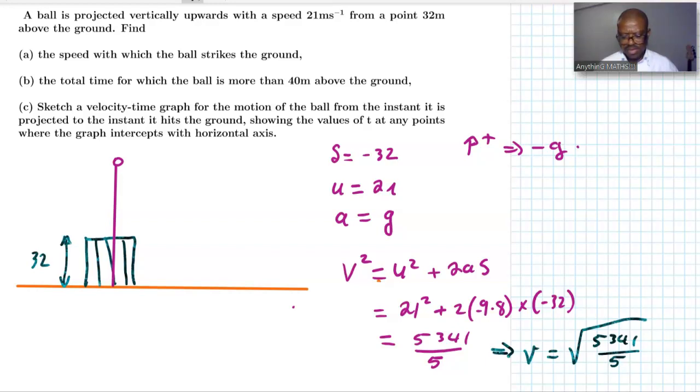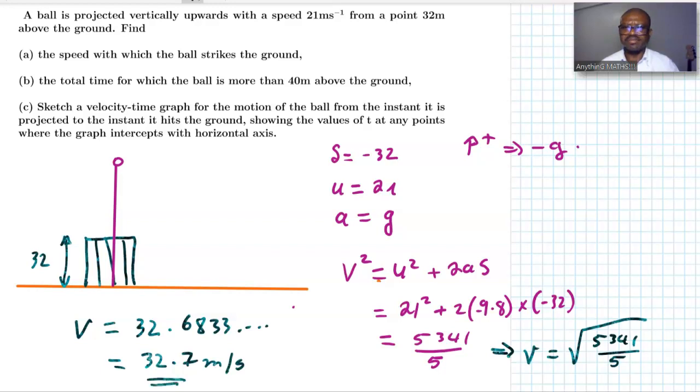And I'll get 32. So V will be 32.6833 and continues. To 3 significant figures, it is going to be 32.7 meters per second. So that is the velocity with which the ball will strike the ground.